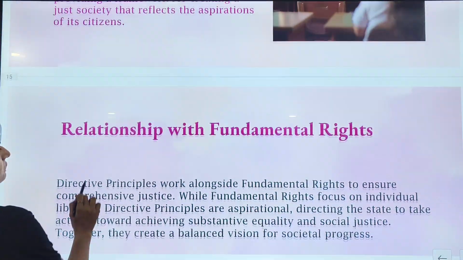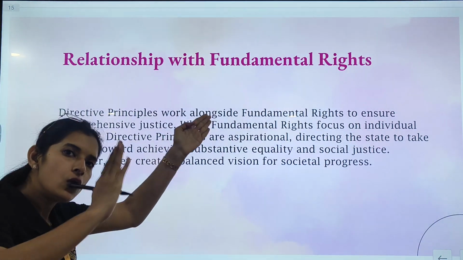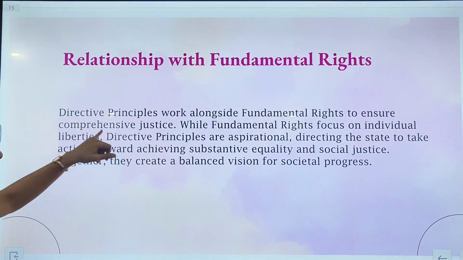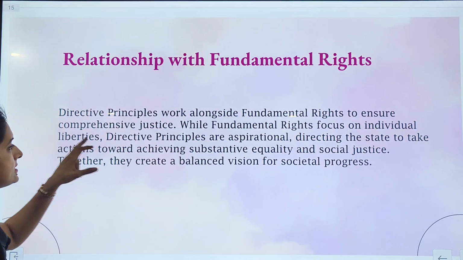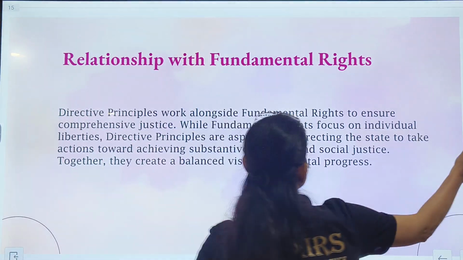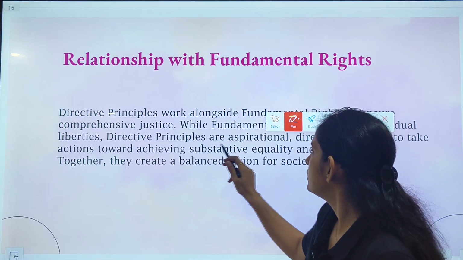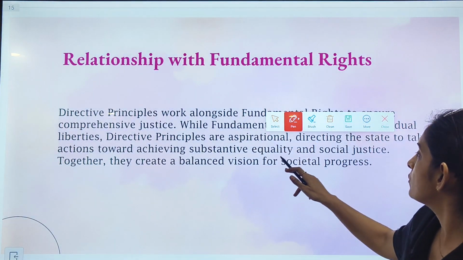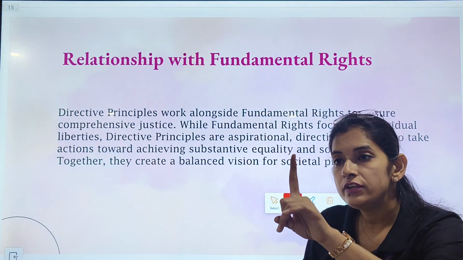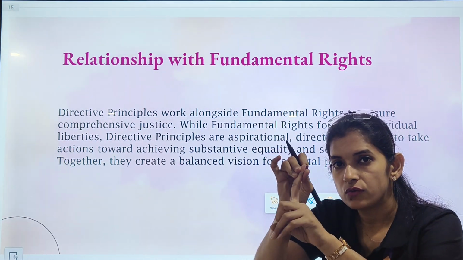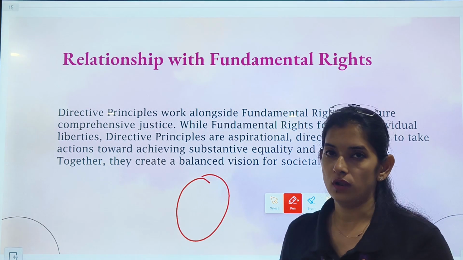What is the relation between fundamental rights and the directive principles? Directive principles work alongside the fundamental rights to ensure comprehensive justice. Fundamental rights focus on individual liberties. Directive principles are aspirations directing the state to take actions towards achieving substantive equality and social justice. Beta, fundamental rights work for an individual person, whereas when we talk about directive principles, we are talking about a group as a whole.